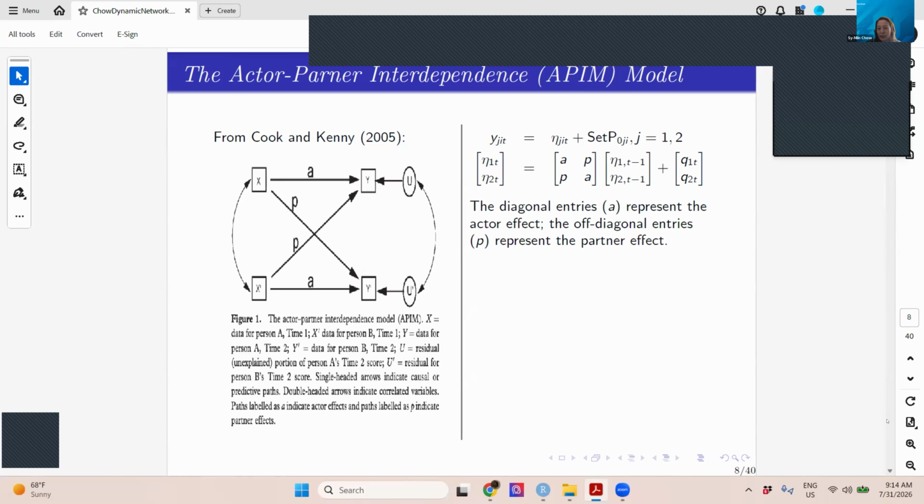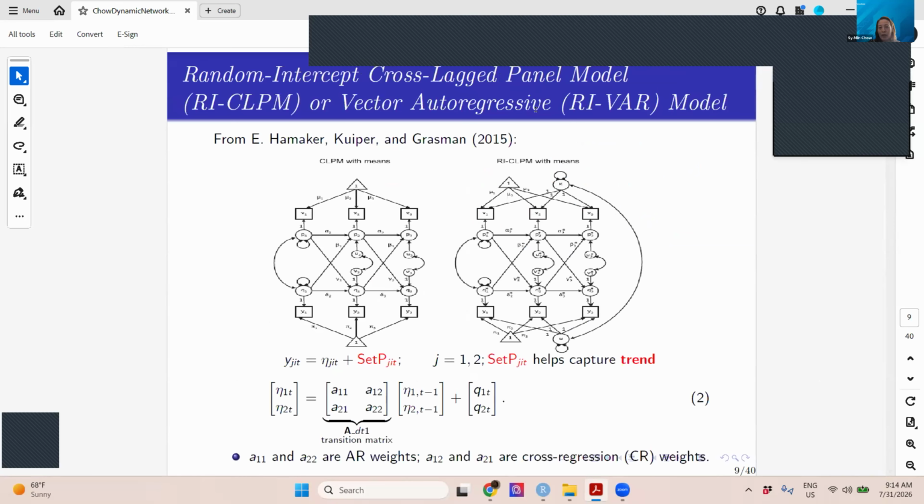This is in contrast to a vector autoregressive model, where if you look at this transition matrix, the values in the diagonal, instead of being constrained to be the same, are allowed to vary, and the cross-regression weights can also vary, right? So this is the vector autoregressive model that relates eta, the within-person deviations in variables 1 and 2 at time t-1, to their values at time t. And then the Q's here are process noises.